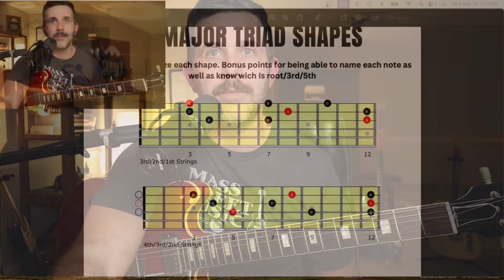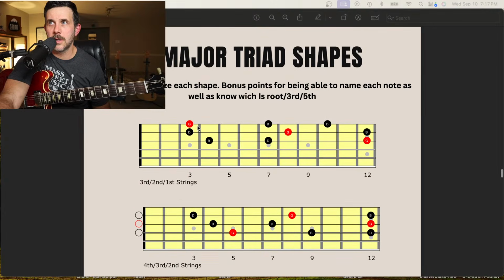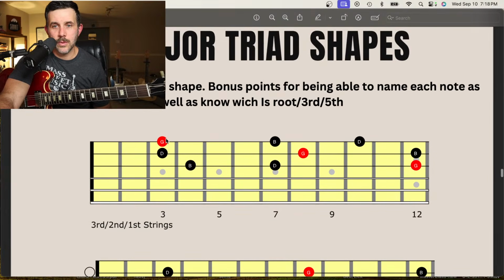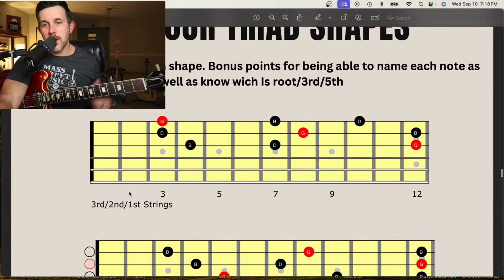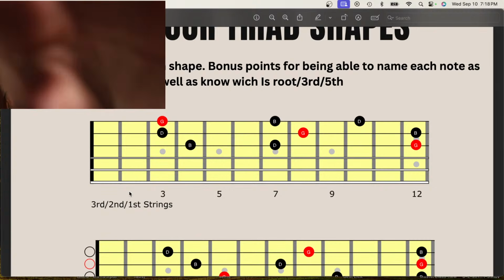G is our root. Let me share my screen here. We're talking about these 3 strings right here. G is the root, the red note. B is the third, and D is the fifth. So we've got strings 1, 2, and 3, and all we're going to do is take these all the way up the neck.